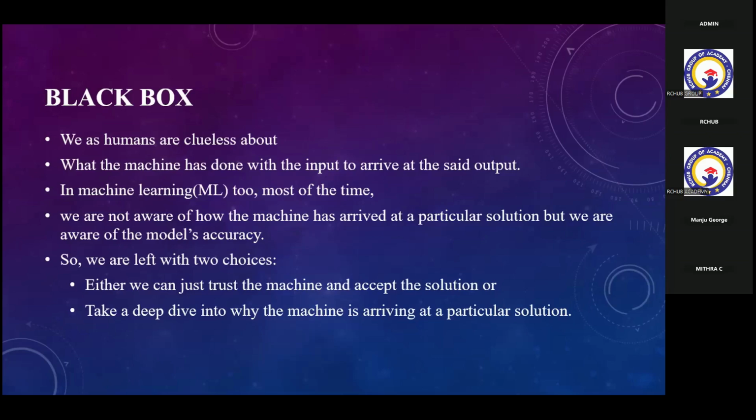So there are two choices here, in the last 2 points. Either I can trust the machine, depend upon it, accept the solution and go ahead. If not, I have to take a deep dive into how the machine arrives at a particular solution. Just like, see, consider students of different level categories.